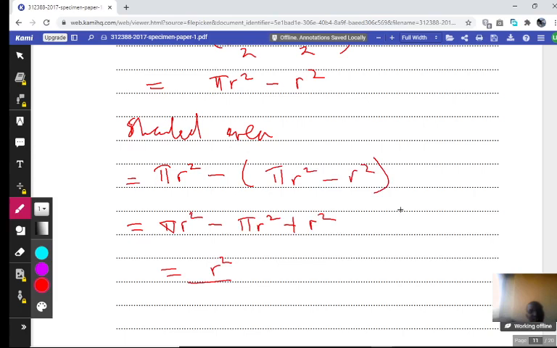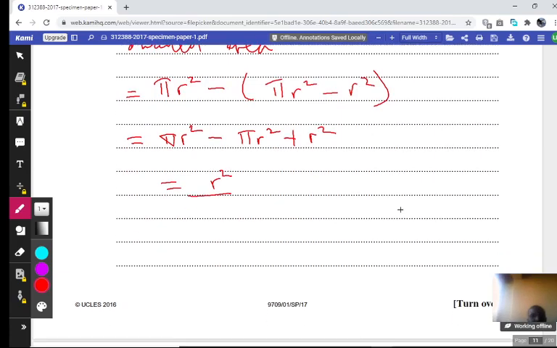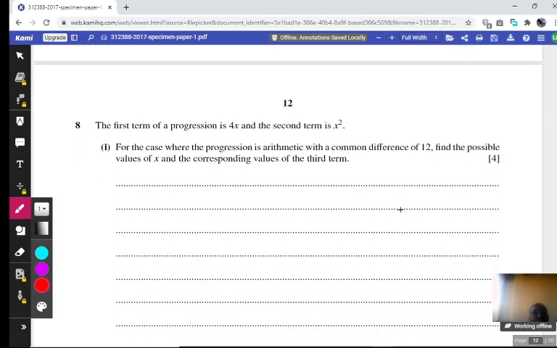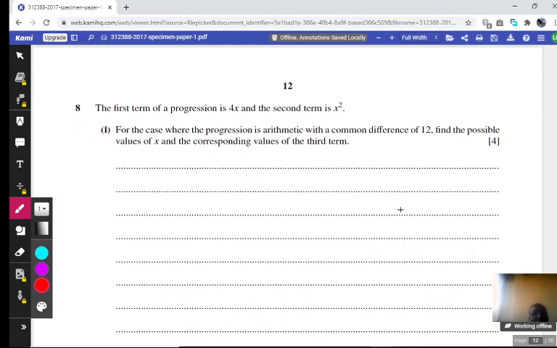Let's move on to the next section. The first term of a progression is 4x and the second term is x squared. For the case where the progression is arithmetic with a common difference of 12, find the possible values of x and the corresponding value of the third term.